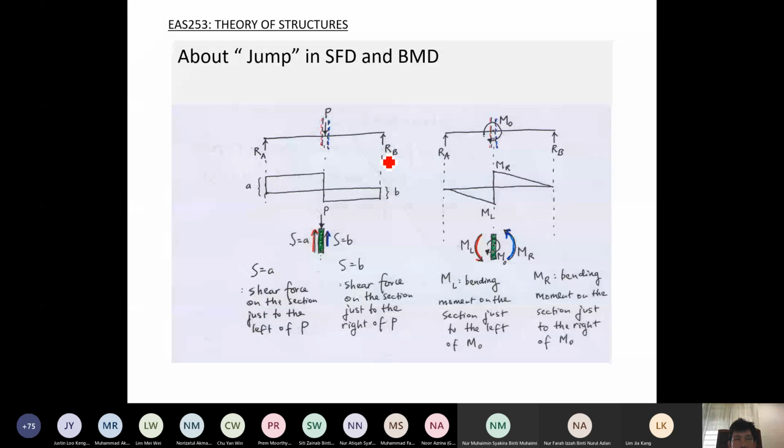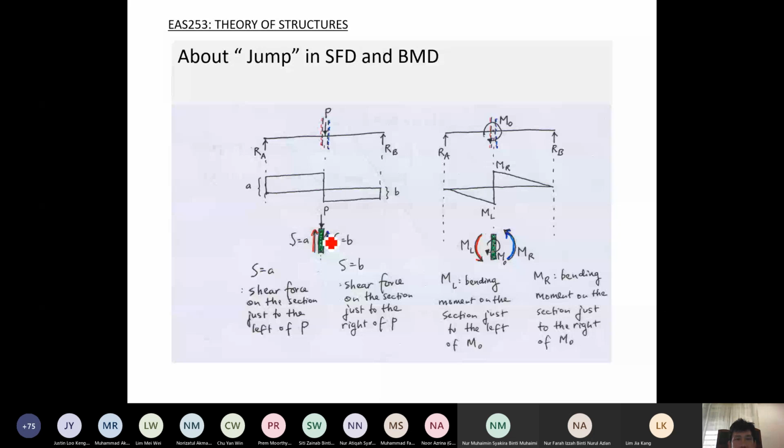And when we are looking at the section, I indicate here the dotted red and the dotted blue. So the dotted red means that this is a section before the load P, which is just to the left. And the blue one is the section after the load P, which is just to the right. So if I take out this part here using a free body diagram, then this is what I get.